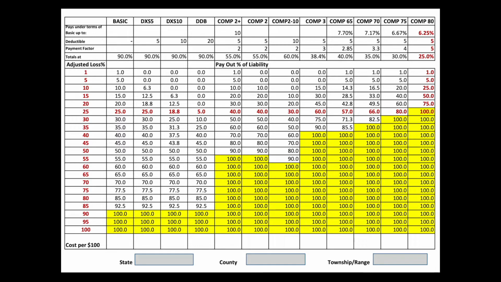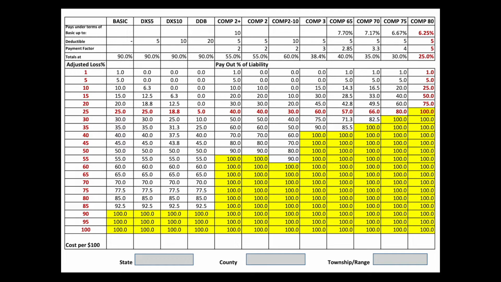So for example, let's say you have a 10% loss. You just go to this chart and you look at 10% loss on the left-hand side, and you can look all the way across and see how much you're going to get paid on each policy if you purchased $100 of coverage. So at a 10% loss on a basic policy, you would get $10. You follow it all the way across, at a 10% loss on a Companion 80 policy, you would get $25. And how that Companion 80 policy calculates is you take the 10% loss minus a 5% deductible times a factor of 5, which gives you 25%. So if you bought $100, you would get $25 back.